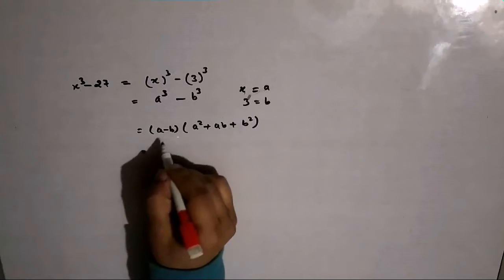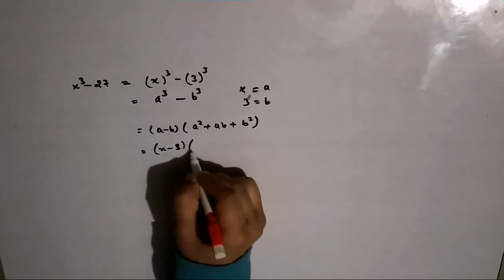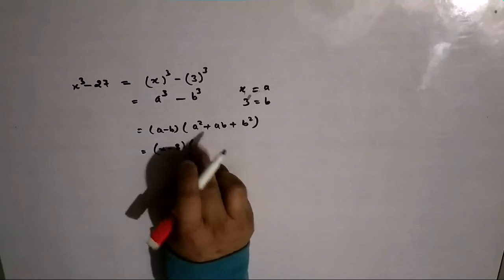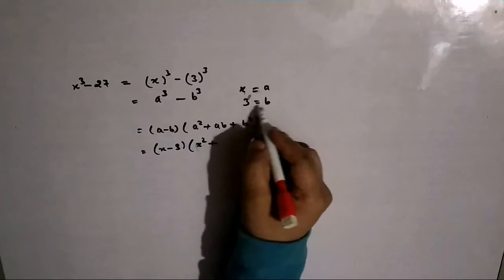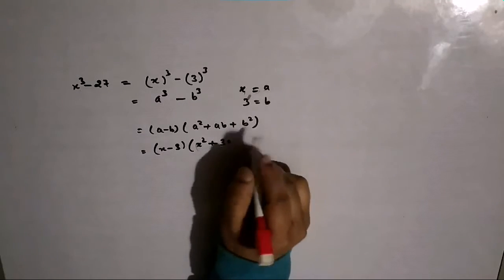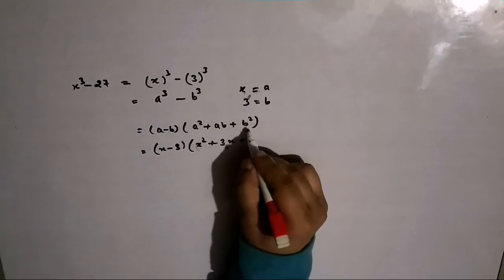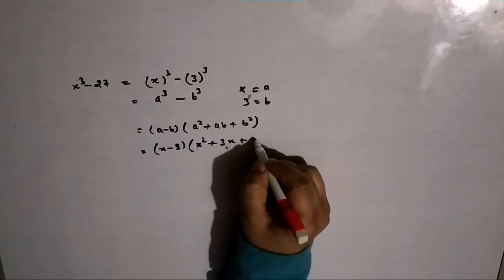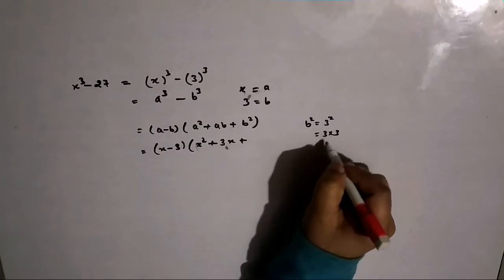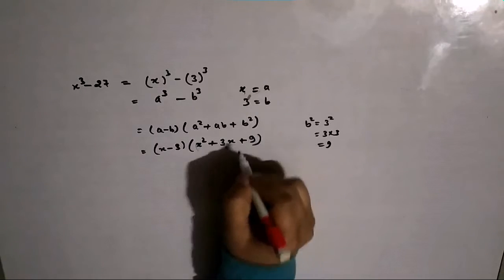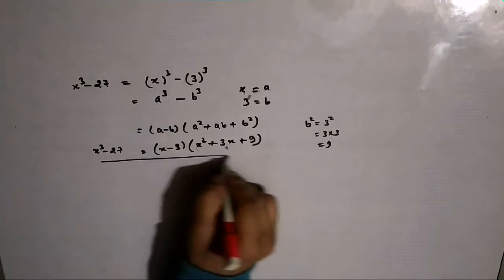Okay, so I can write here in place of a there is x, in place of b there is 3, and then a square, where a was x, so x square, plus ab, a is x and b is 3, so 3x. Okay, and then b square, b was 3, so 3 square, that would be 3 into 3, which is 9. So x cube minus 27 could be written as this one.